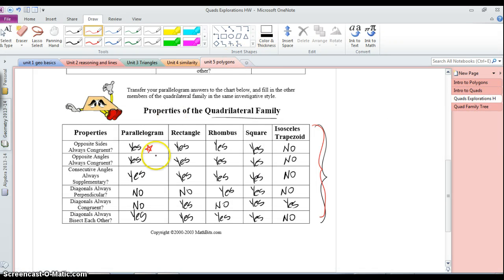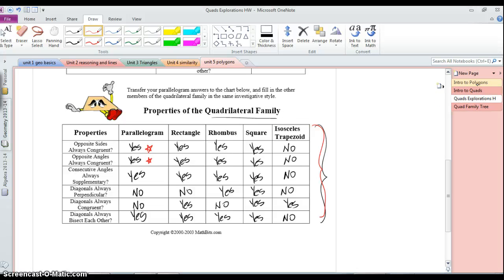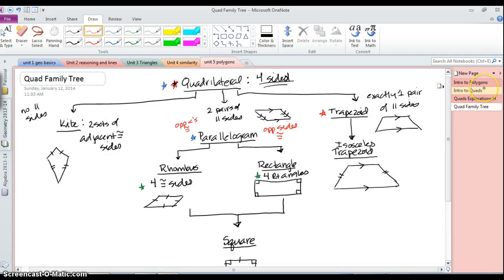I'm going to go back and look at the next characteristic of a parallelogram. Opposite angles are always congruent. We said yes. So I'm going to go back here and write opposite angles congruent. And then I don't have to write that for the rhombus, the rectangle, or the square, because those things share all the characteristics of a parallelogram. So I want you to go ahead and pause the video now and do exactly what I'm doing. Go back to all of the yeses on your table from your homework and input that information into the family tree where it belongs so that your family tree is super complete. Go ahead and pause the video and do that now.